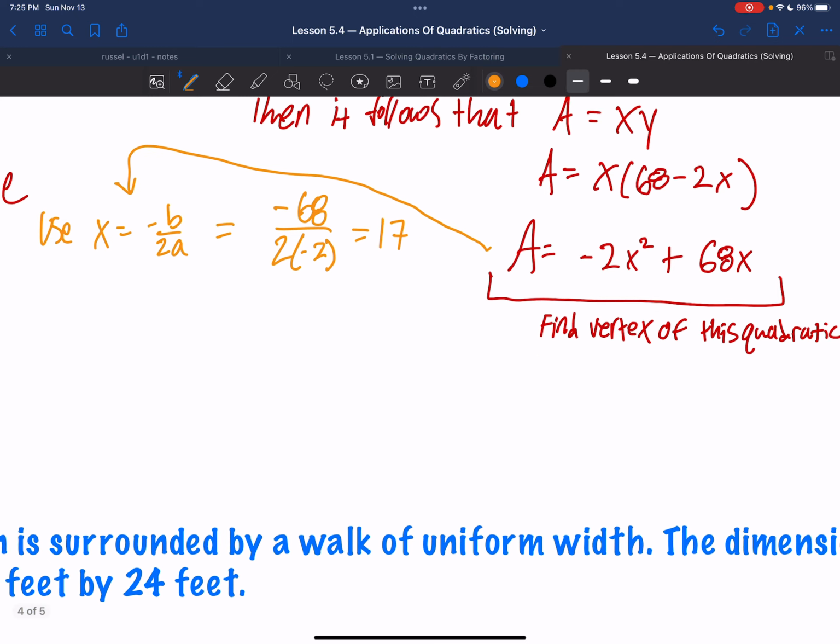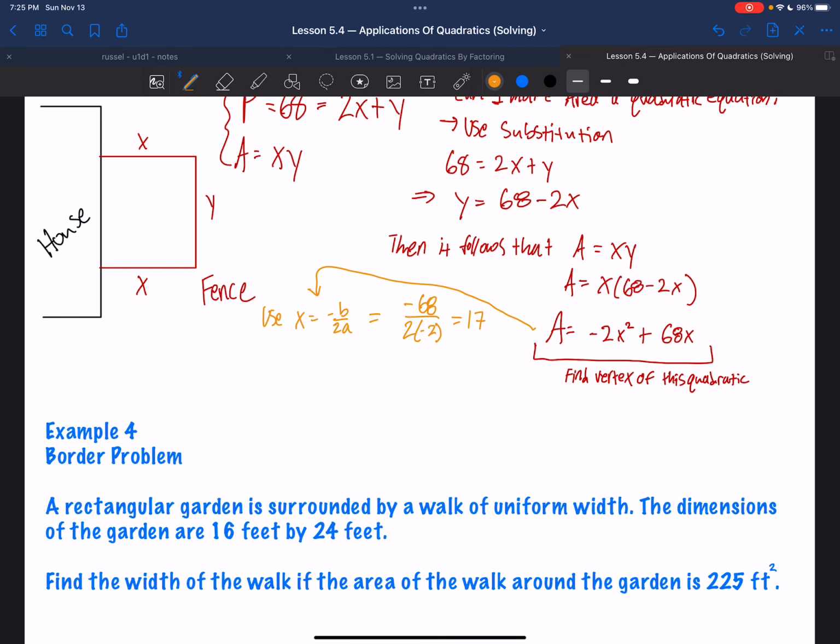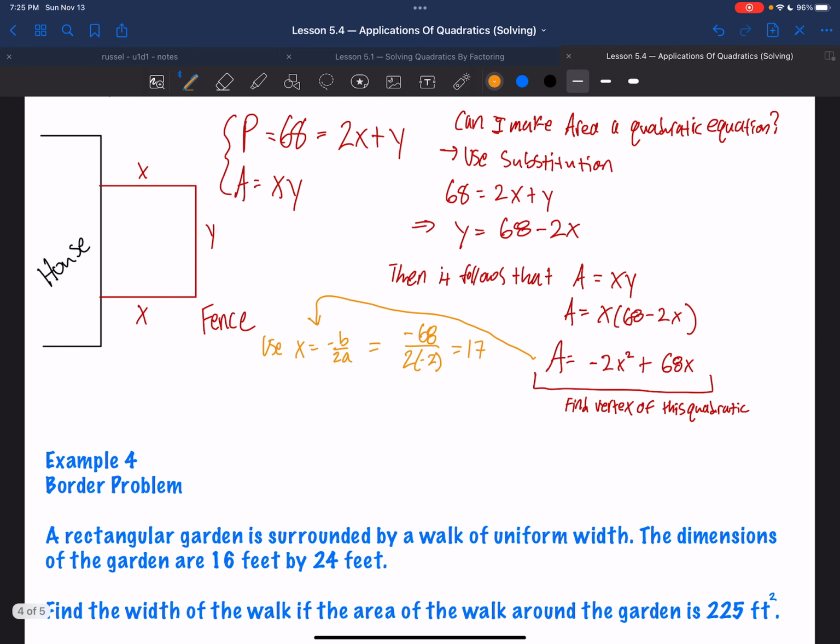Okay, that equals 17. So when x is 17, meaning when this side length right here is 17, that will produce the maximum area possible for this fence. So now I'm going to look at my area function. Area equals negative 2x squared plus 68x. And I'm going to use 17 to find the maximum area. Negative 2 times 17 squared plus 68 times 17.